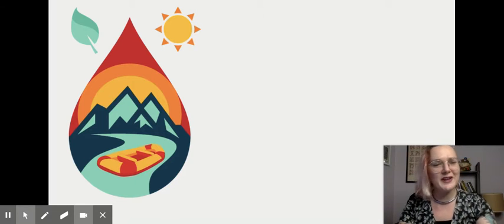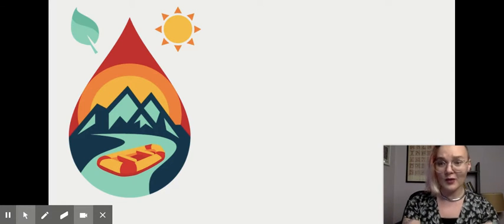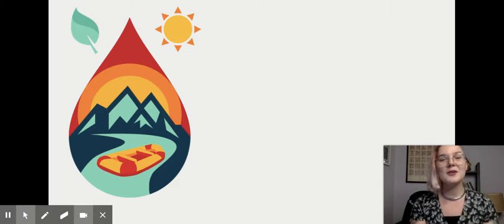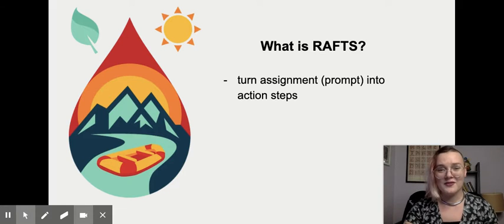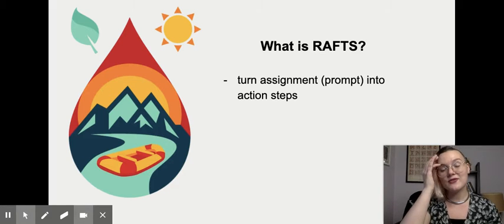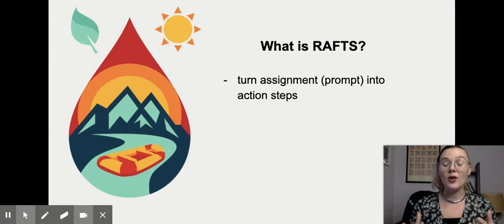So I have this pretty image at the side. It's a picture of a raft on a lovely river. How relaxing. Are we gonna learn about outdoors? No, it's not a boat. RAFTS is an acronym. It's a method for turning an assignment or a writing prompt into action steps.